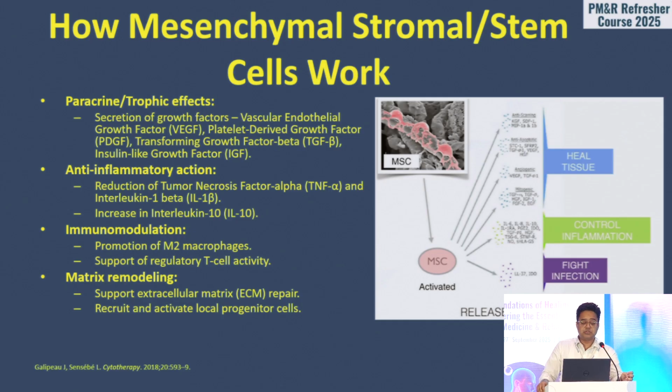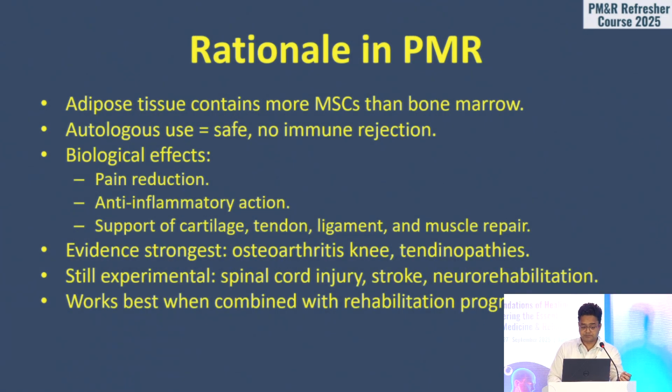How do mesenchymal stem cells work? They act by paracrine, trophic effect: secretion of various growth factors, and anti-inflammatory action by reduction of TNF and interleukin 1 and increase of interleukin 10. Some immunomodulation: promotion of M2 macrophages and support of regulatory T cell activity. Matrix remodeling supports extracellular matrix repair, and they recruit and activate local progenitor cells.